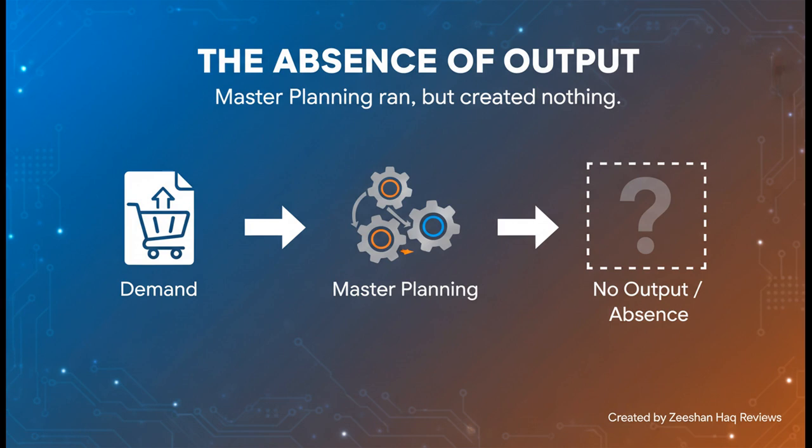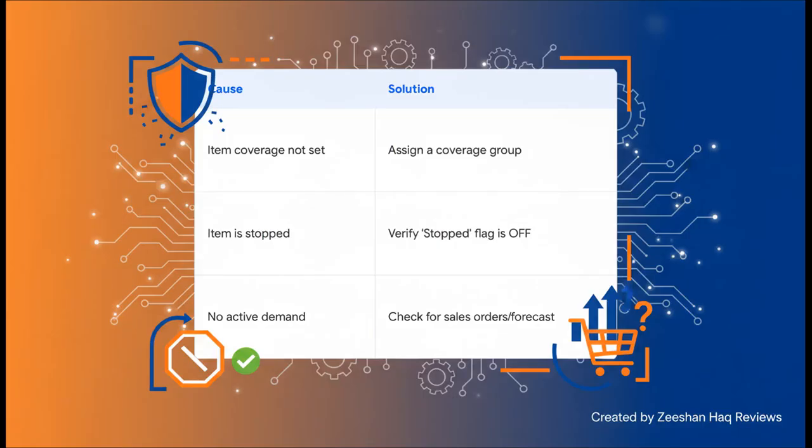So what's the deal? It's funny, because 9 times out of 10, the root cause here is just a simple setup issue. See, the system can't plan for something if you haven't told it the rules. The number one culprit is a missing item coverage group. Without that, D365 is basically flying blind. Or it could be as simple as someone ticking the stopped flag on the item. The big takeaway? Always check these basic settings first.